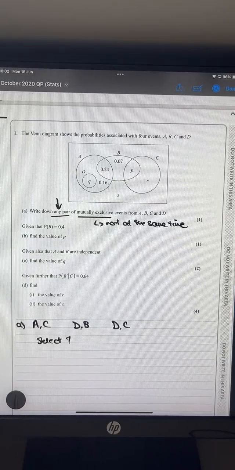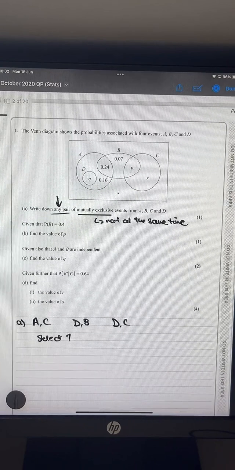This is Edexcel. So you just select one. If you do put more than one, they all have to be correct, okay? So make sure you read the question carefully. Just put down one. If it says one, you don't want to risk that mark.